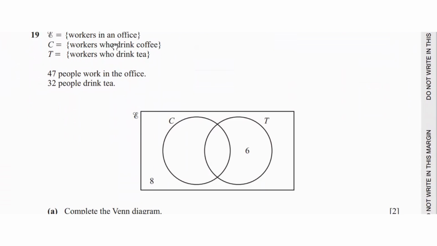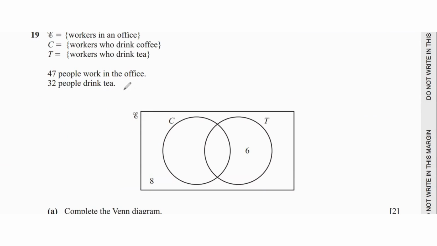Question 19 says workers in an office represent the universal set. Then C represents workers who drink coffee. T represents workers who drink tea. 47 people work in the office and 32 people drink tea. You have to complete the Venn diagram.